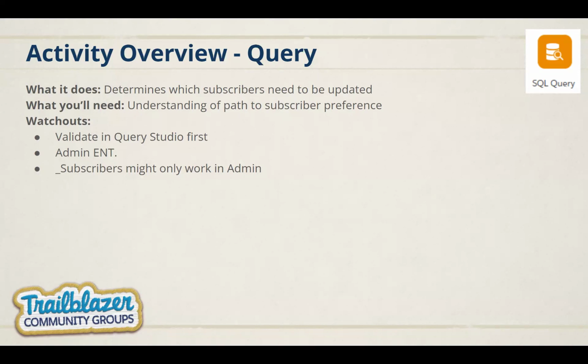Couple of watch outs. Validate your query. You can always use Query Studio to do that. If you're in admin or if it's a multi-BU, you might need to use the ENT. prefix for your data extensions. And then also the all subscribers in the query, the _Subscribers, may only work in admin, giving you an accurate picture of those subscribers in the admin business unit. Sometimes the child business unit doesn't display that. There are other paths there, but just to be mindful of that, it's a couple of watch outs.